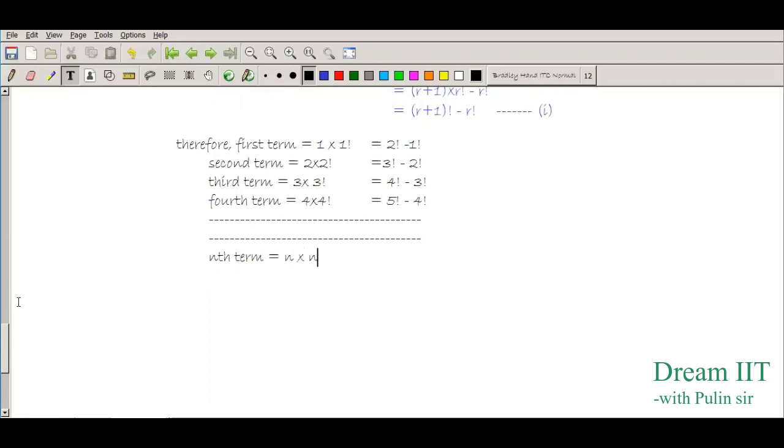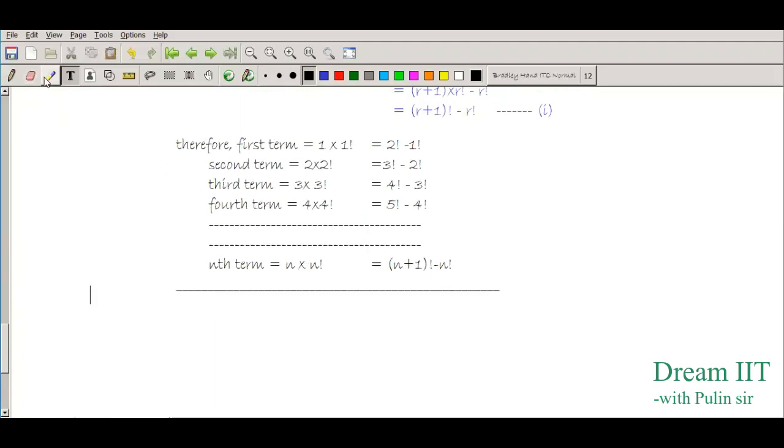N into n factorial. That gives you what? It is n plus 1 factorial, sorry, n plus 1 factorial minus n factorial, right? So now you try to tell what could be the sum of this. Now you have to make a very good observation, because this time if you add all of them, you are going to get the sum of all these terms. So what exactly are we going to cancel?